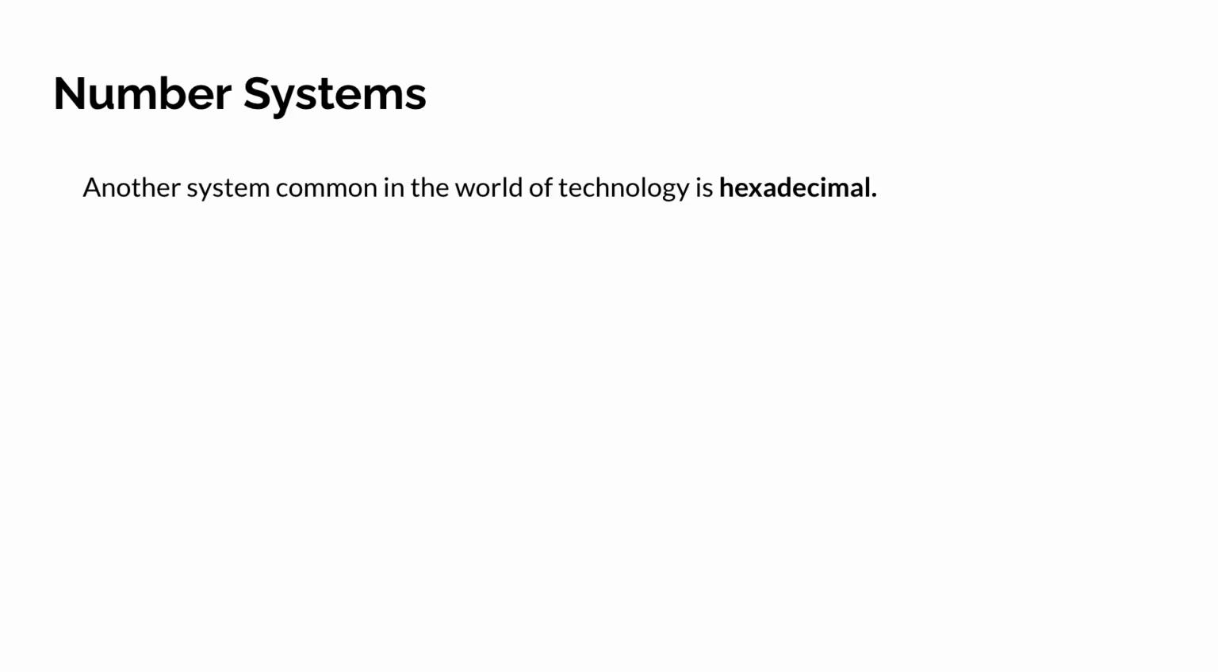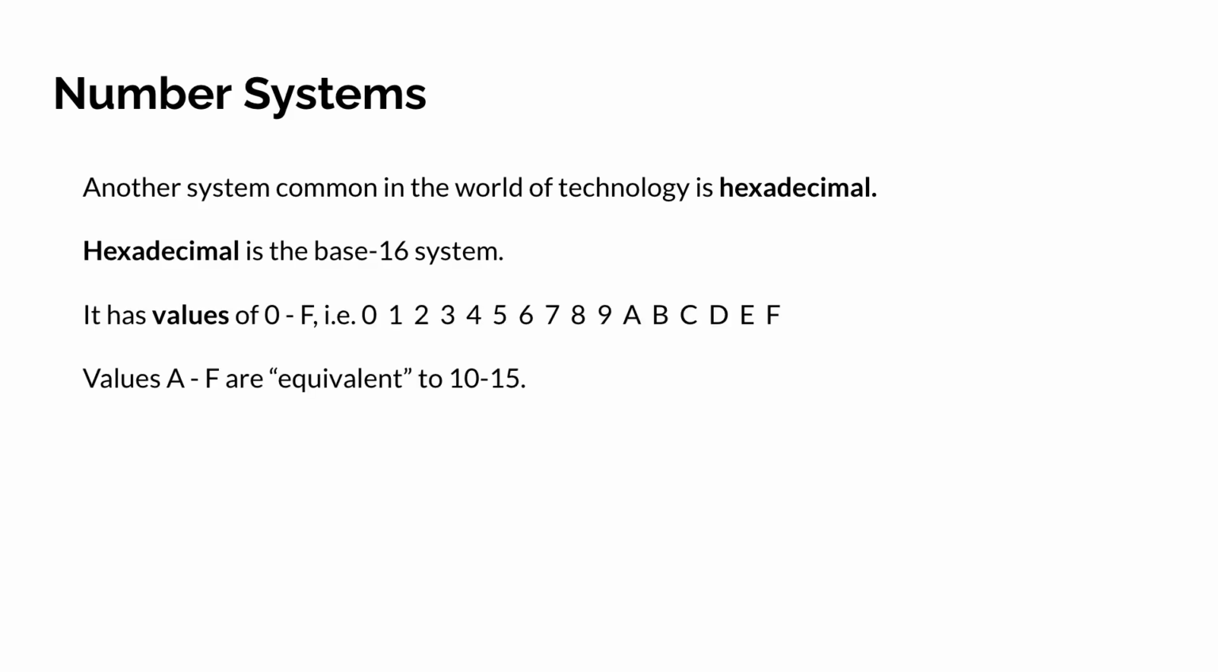Another system common in the world of technology is hexadecimal. Hexadecimal is the base 16 system. There are lots of places we can see hexadecimal. One of the most common places you see it is in a MAC address, which is the physical address that's assigned to every digital device on the planet. You can look on the back of maybe your computer where the serial number would be, and you might be able to find the MAC address. It's also in your computer system settings. You can look for it there.